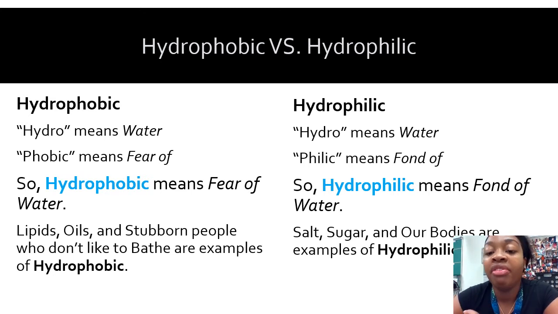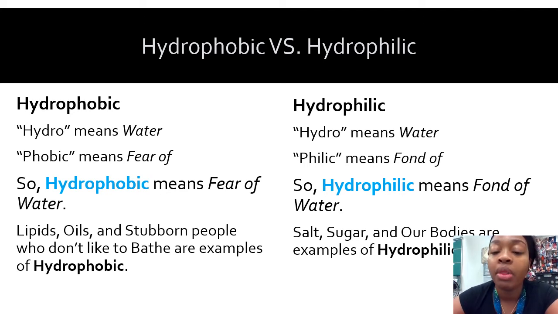Hydro means water again, philic means fond of. So hydrophilic means fond of water. And what happens is if you're hydrophobic, that means that you don't like water. So things like a lipid, oils, stubborn people who don't like to bathe, those are examples of hydrophobic. They don't like water. Keep it away from them. And of course, everyone should know by now that if you put oil in water, it clearly just sits at the top. They do not blend together.